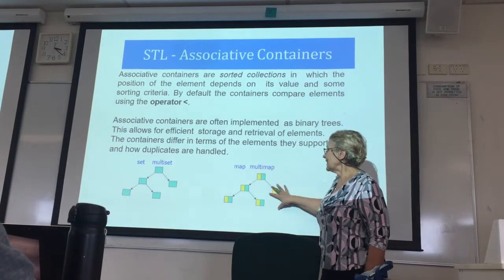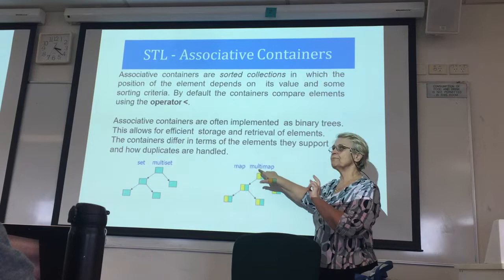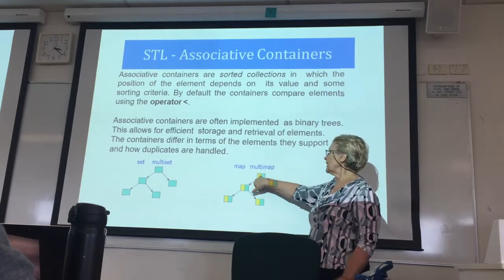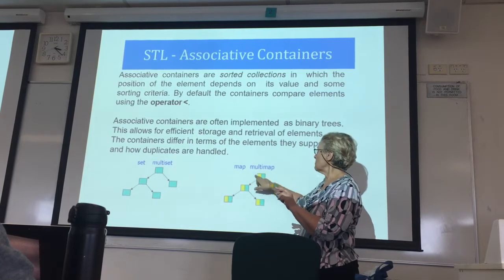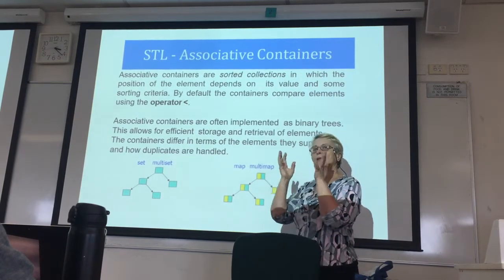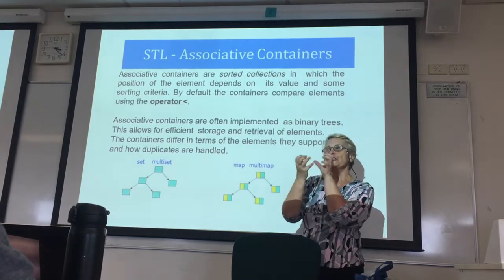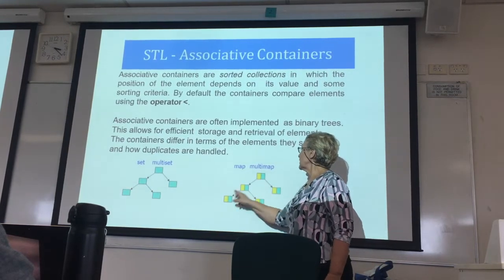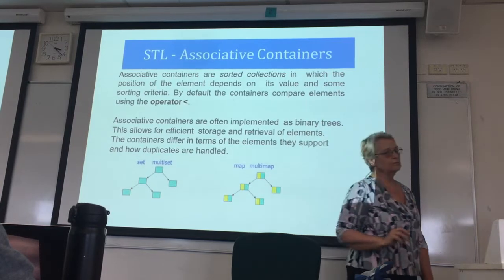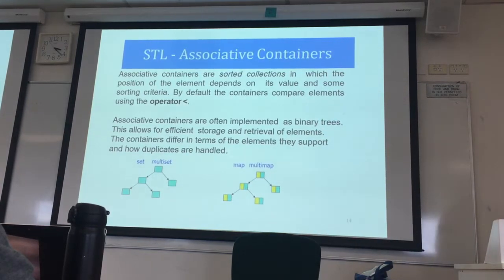For map and multi-map, we have elements made of two values, key value and associated value. So for map and multi-map, we have a pair of elements in each node. And the sorting is done on the key value. So we do searching for the key value. Right.